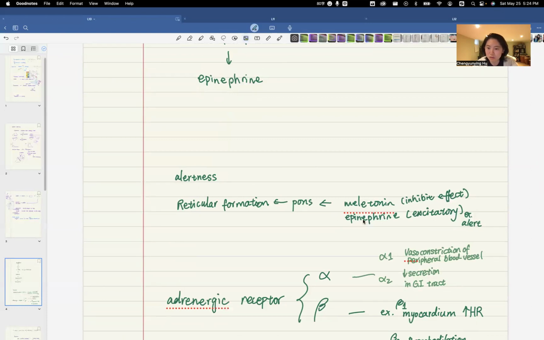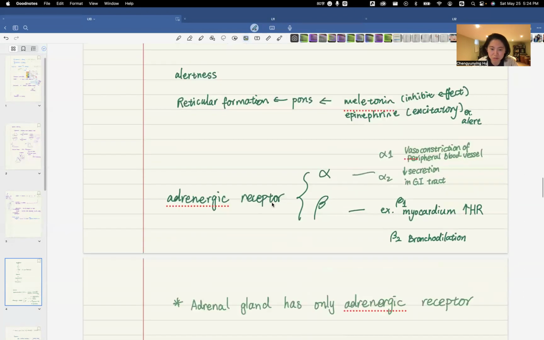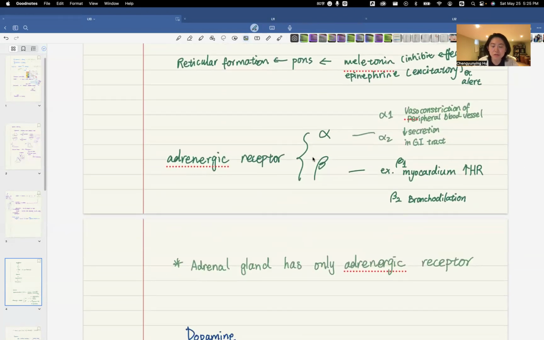Alertness. Epinephrine and melatonin will act on the pons and then act on the reticular formation to produce alertness. I don't think that's too important. And this adrenergic receptor I already mentioned before I explained the table. This one, I'll just give you an example.